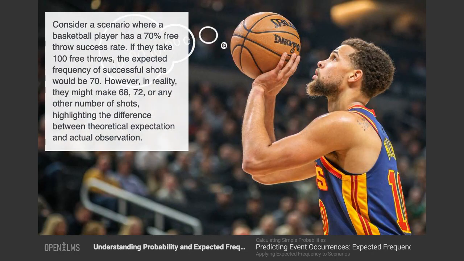Consider a scenario where a basketball player has a 70% free throw success rate. If they take 100 free throws, the expected frequency of successful shots would be 70. However, in reality, they might make 68, 72, or any other number of shots, highlighting the difference between theoretical expectation and actual observation.